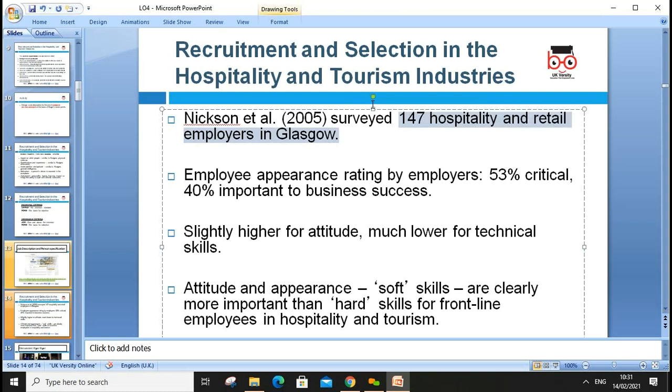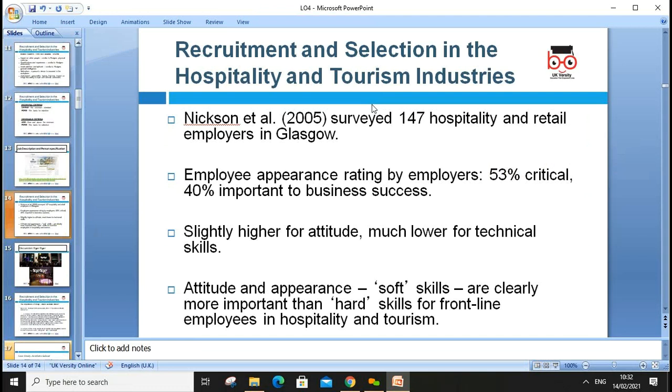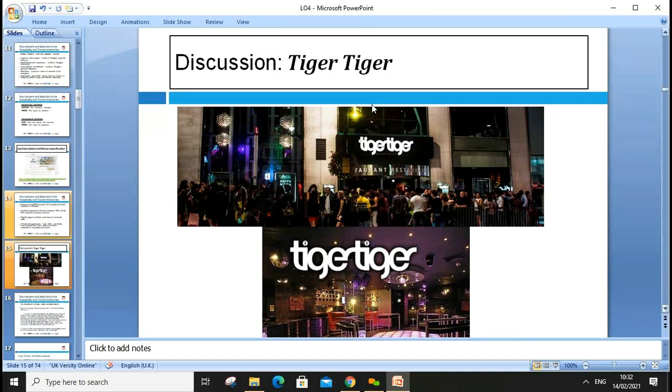Okay, recruitment and selection in hospitality and tourism industries. We can look at the survey of 147 retailer employers: appearance was rated by 53% as critical and 40% as important to the business, and slightly higher aptitudes such as a lower rating for technical skill aptitude and appearance. Soft skills are clearly more important than hard skills for front line employees in hospitality industries. Soft skills you can bring from elsewhere, and they are crucial for the job, like your communication skills and objection handling.